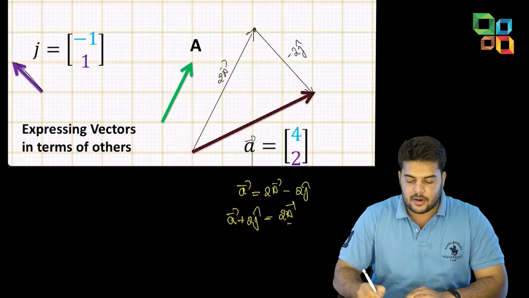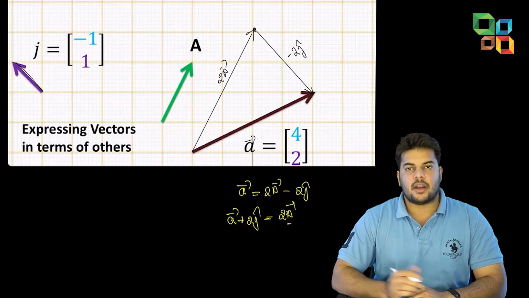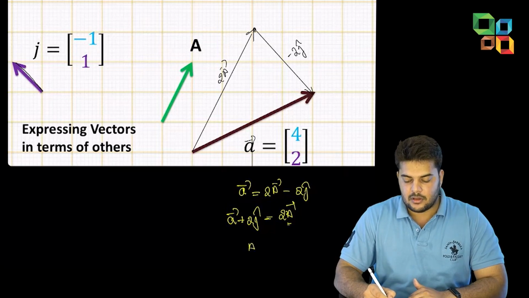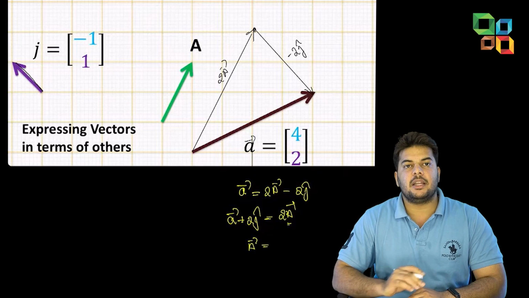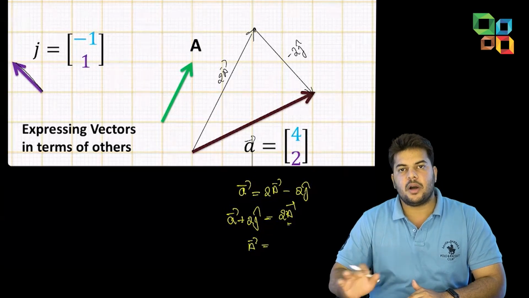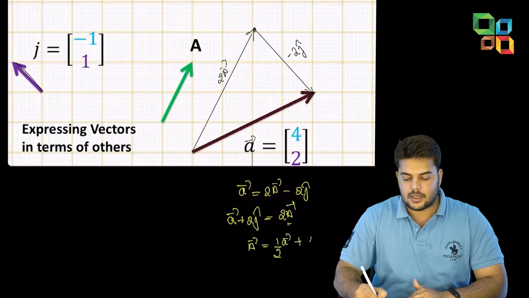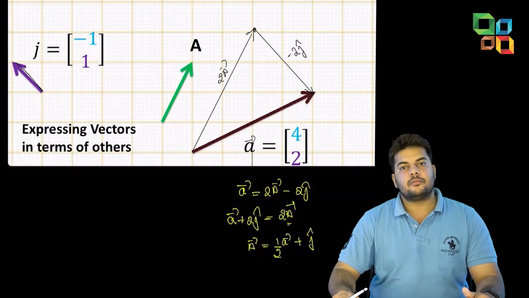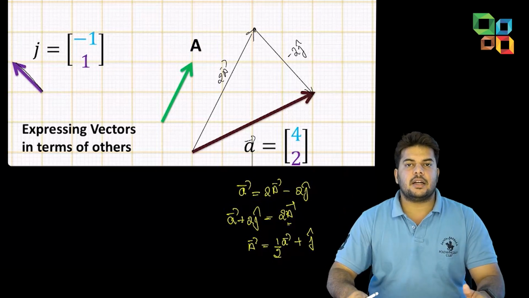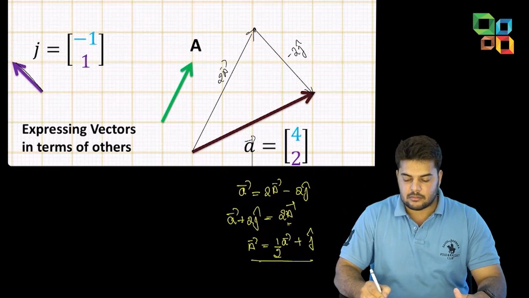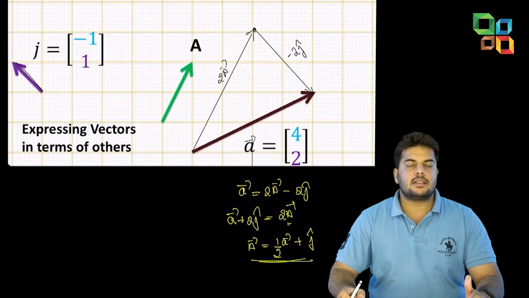Now I want a vector, capital A vector, I mean. So what I'll do is I'll multiply throughout by half. So what will I get? 1 by 2 a vector, small a vector, plus j vector. Okay. Now how to know whether this is correct or not? This is algebra, isn't it? How do I know that this is correct or wrong?